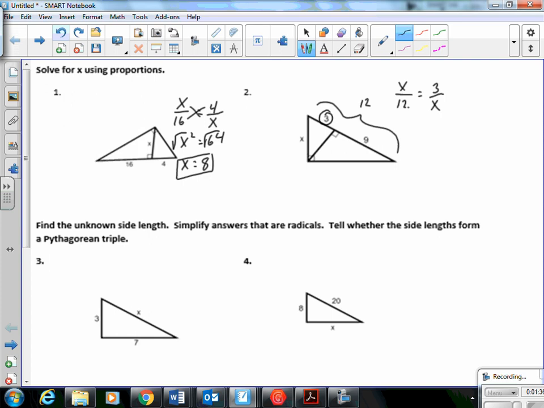Right. So once we got it set up, cross multiply, x squared equals 36, and take the square root of both sides, and x equals 6.